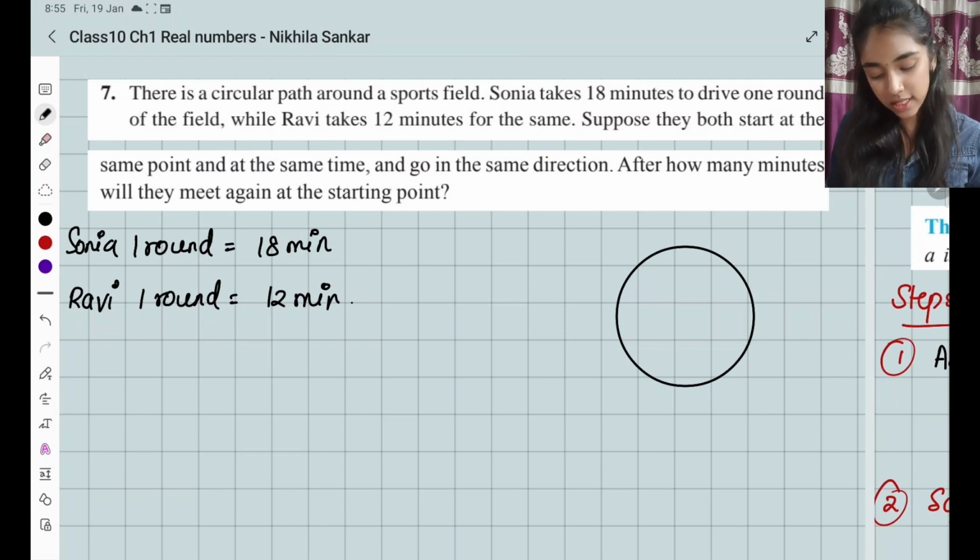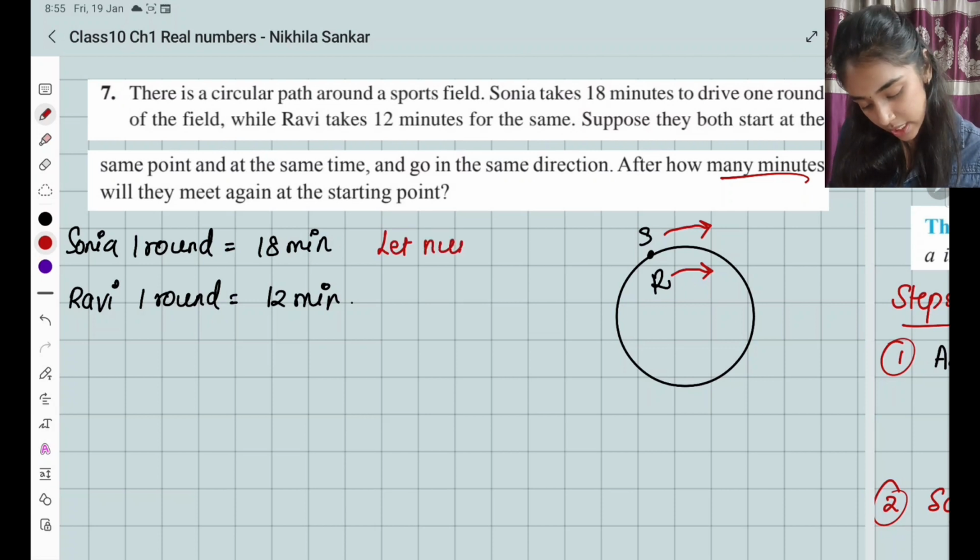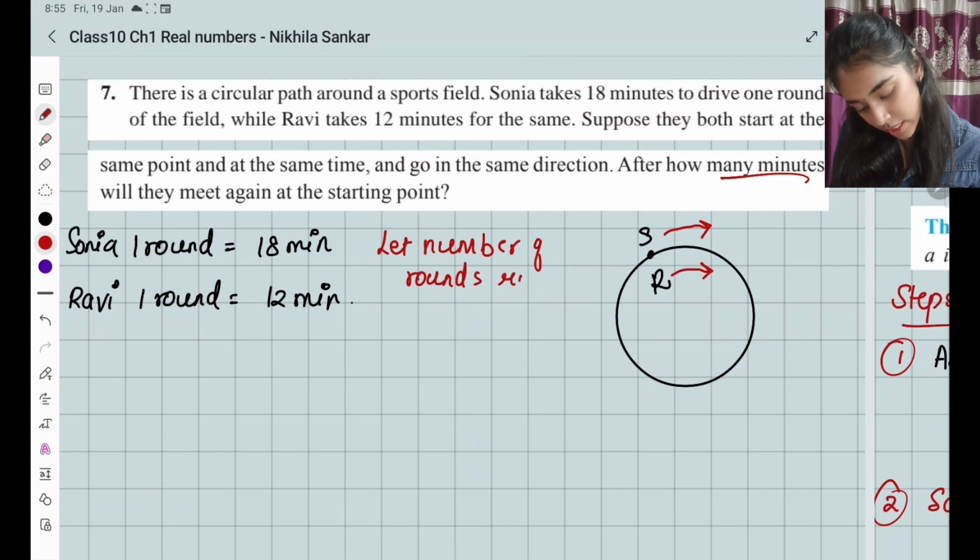Suppose they both start at the same point. Ippo Sonia oru point la dhaan aarambikira. Ravi yum andha point la dhaan aarambikira. Okay. And they go in the same direction. So they are all running or walking in the same direction. Okay. And after how many minutes will they meet again at the same starting point? Ippo nama enna panna porom? Ethana round odnaanga nu theriyadhu. Okay. So let the number of rounds run by Sonia be m and Ravi be n.